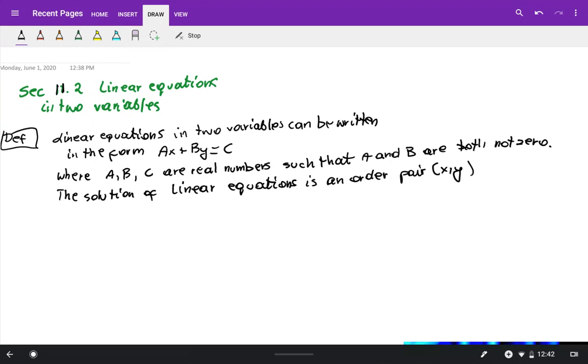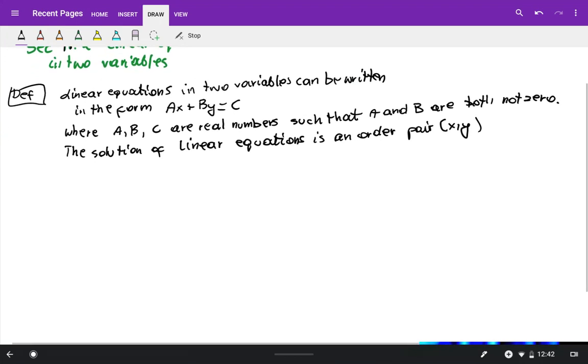A, b, and c all represent real numbers, and since we're dealing with a linear equation, a and b both cannot be equal to 0. And the solution of a linear equation is an ordered pair x comma y. So let's start with the example.